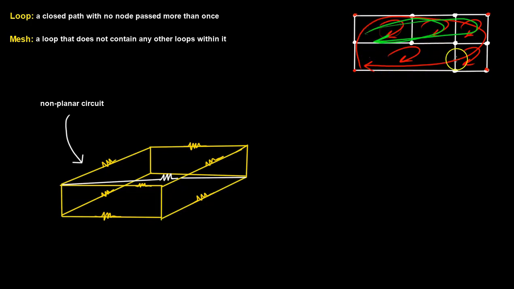essentially, when there are multiple loops encompassed within a larger loop, there's some sort of distinction between any one of these elemental loops, if you will, and the larger loop as a whole. And so there is a difference, and a mesh is basically a loop that does not contain any other loops within it. So any one of these loops is called a mesh.